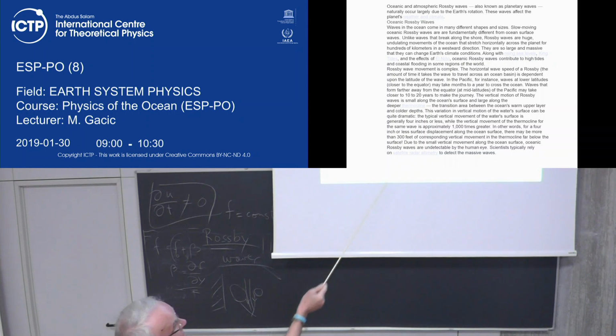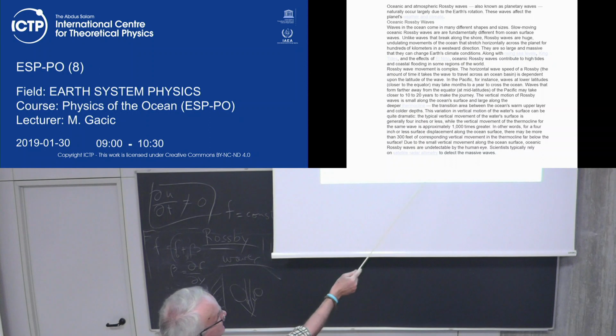This is from the equations. Looking at the solution, we can see that their speed or the velocity is a function of the latitude, and waves at lower latitude, closer to the equator, may take months to years to cross the ocean. So they are very slow but very, very large. Waves farther away from the equator of the Pacific may take closer to 10 to 20 years to make the journey. The vertical motion of Rossby waves is small along the ocean surface and large along the deep thermocline.